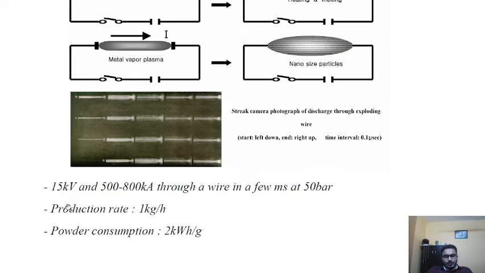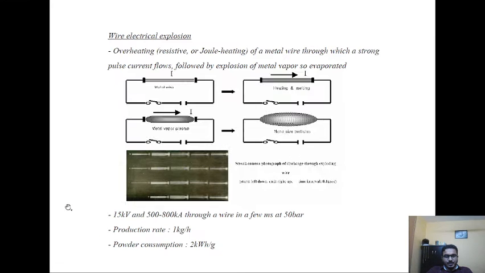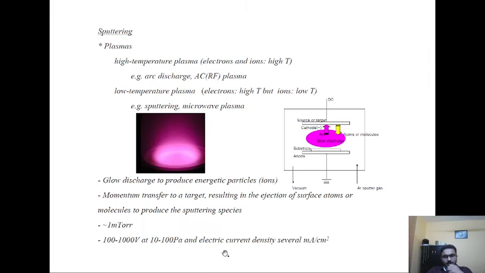And here a few important numbers are given, that is 15 kilovolt and 500 to 800 kiloampere through the wire in a few ms at 50 bar. Production rate is 1 kg per pulse and power consumption is 2 kilowatt hour per gram.